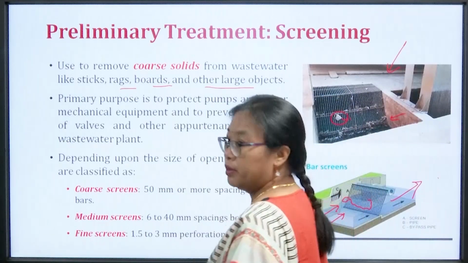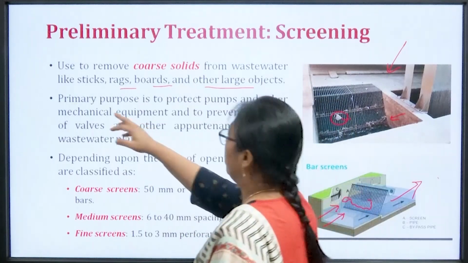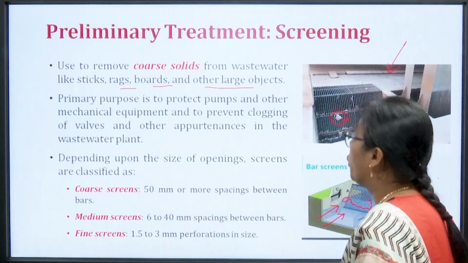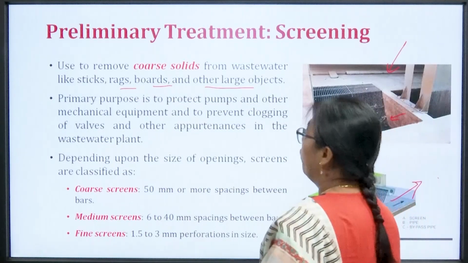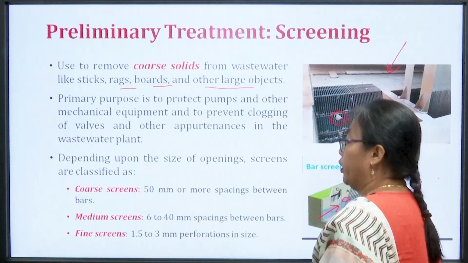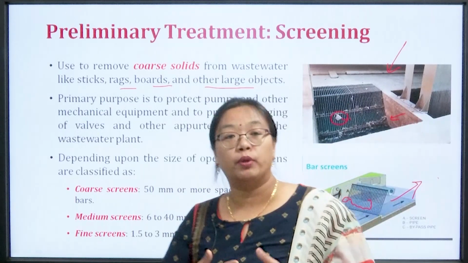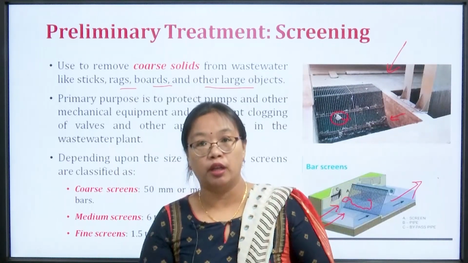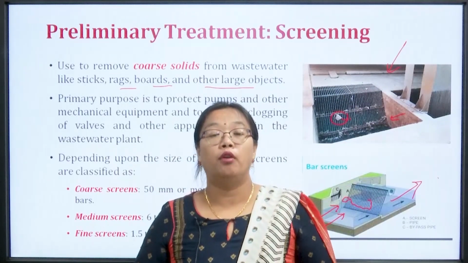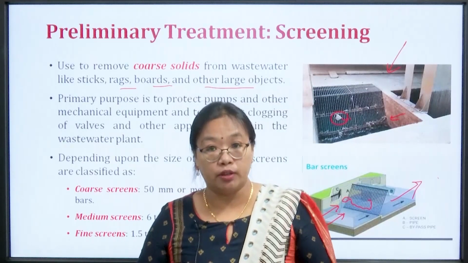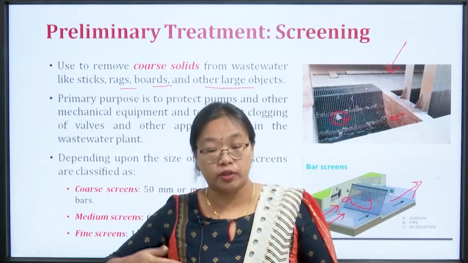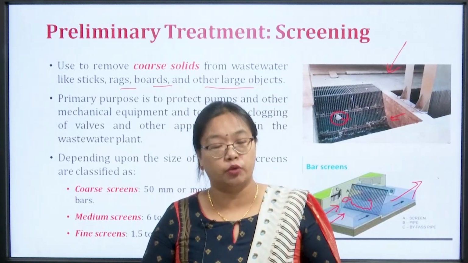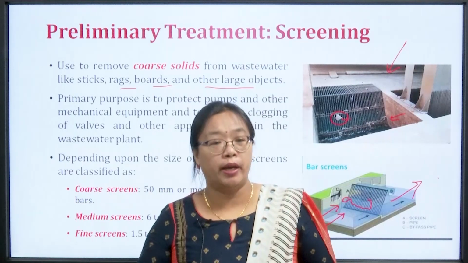What is the primary purpose? It is very easy, right. The primary purpose is to protect pumps and other mechanical equipment, and to prevent clogging of valves and other appurtenances in the wastewater treatment. If you do not put a screen, what will happen? Everything will go inside the wastewater treatment plant. In the plant, you are going to have lots and lots of instruments like pumps. If big objects go inside the pumps, you are going to waste so much money, everything is going to break down, and then you will have repair and maintenance.